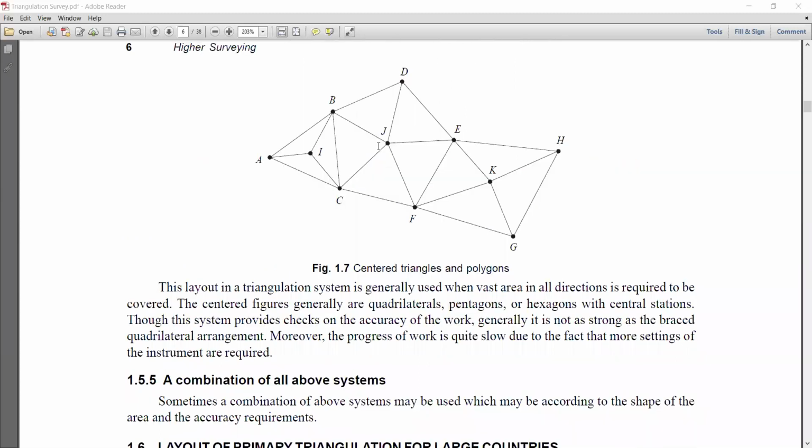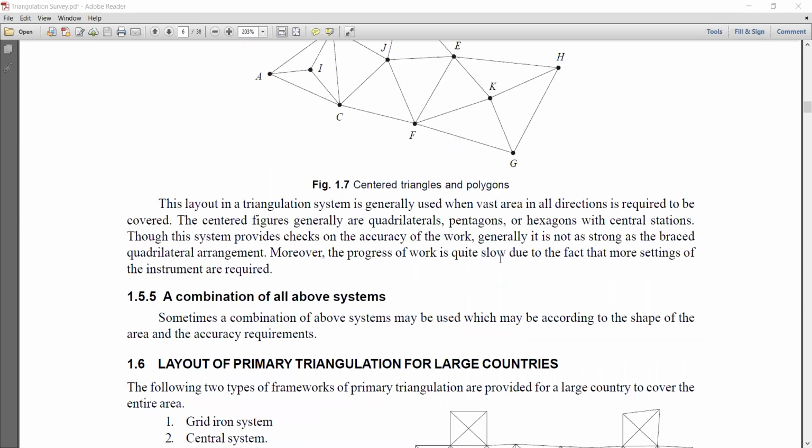See, you just see the diagram. It may be a quadrilateral. This is a quadrilateral. This is a hexagon. This is a pentagon, with the central station. By following the central station, the different figures can be framed here. Though this system provides checks on the accuracy of the work, generally it is not as strong as the braced quadrilateral arrangement. See here, the braced quadrilateral arrangement. To check the accuracy, cross checks are to be done, because it is not as strong as the braced quadrilateral arrangement.